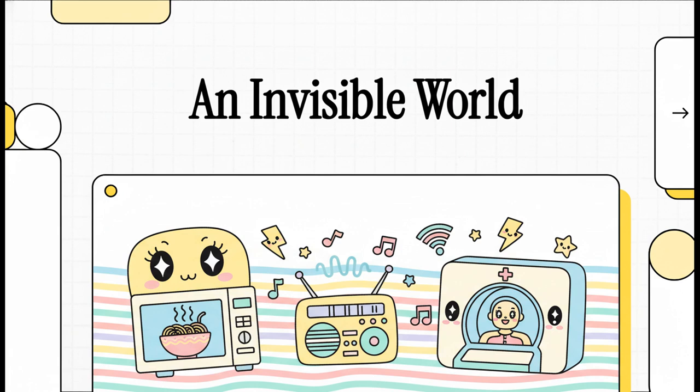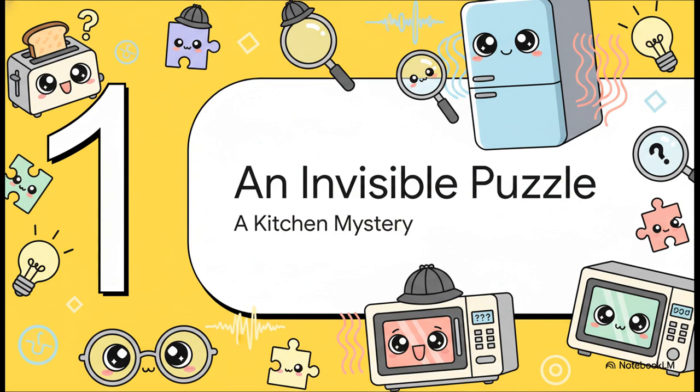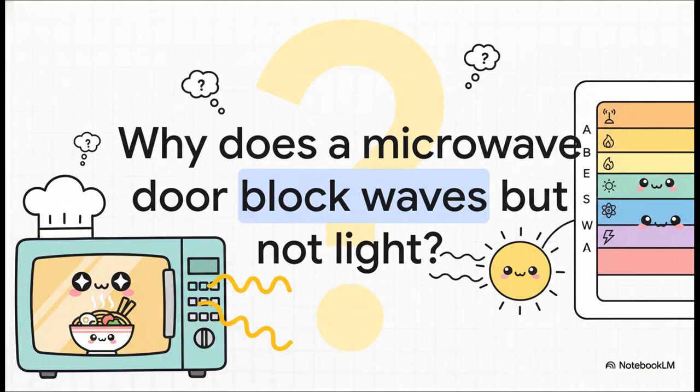electromagnetic spectrum. But first, let's start with a little mystery from a place you probably see every single day, your kitchen. Seriously, think about it. You can stand there and watch your food cook, right? So light is obviously getting through that door. But the microwaves themselves, which are powerful enough to boil water, are totally trapped inside.